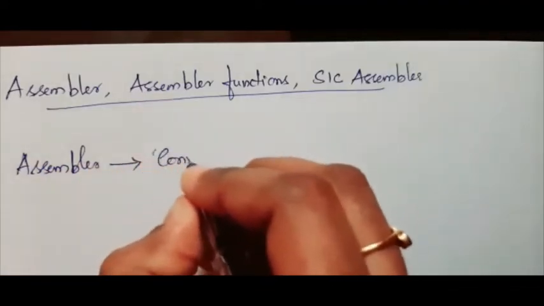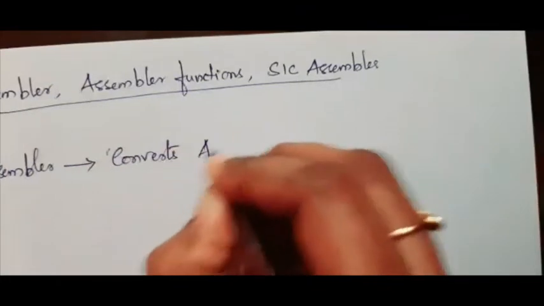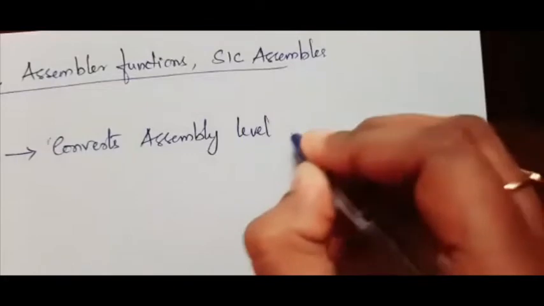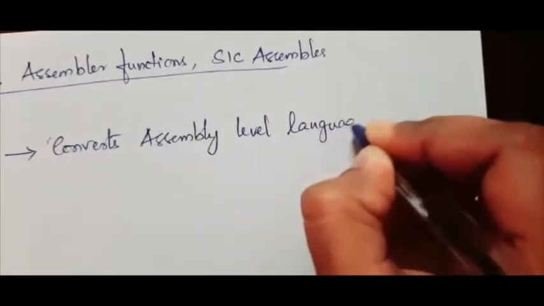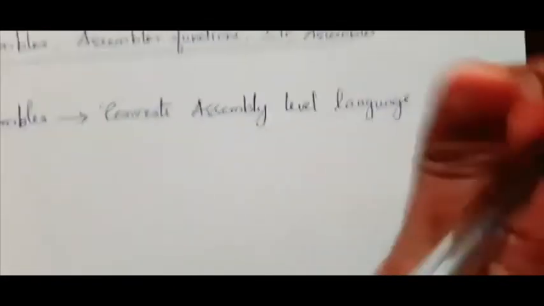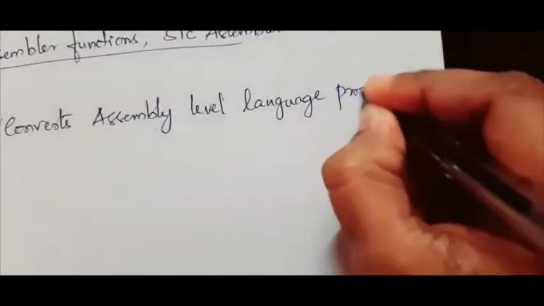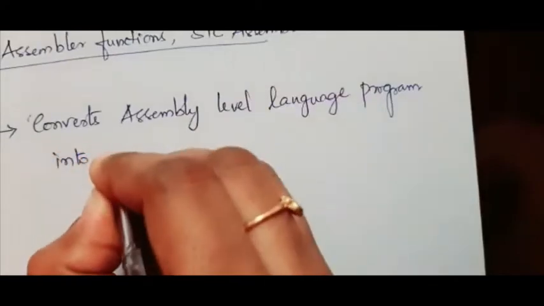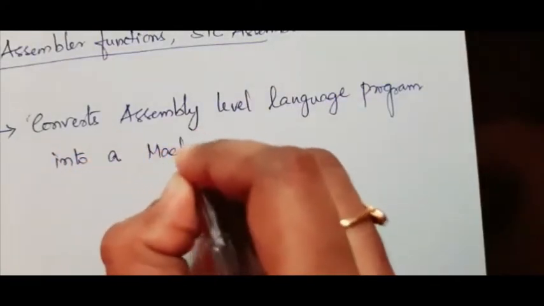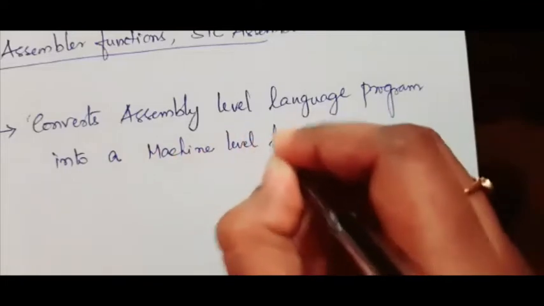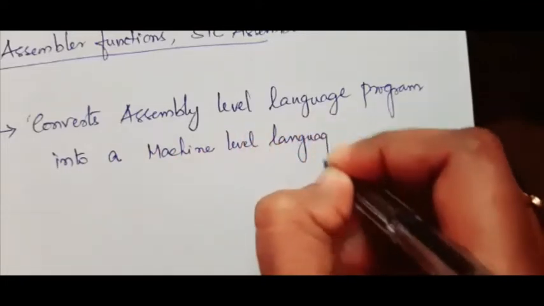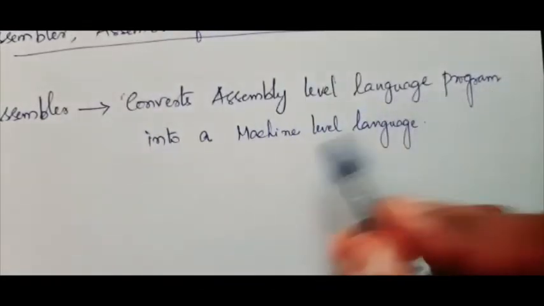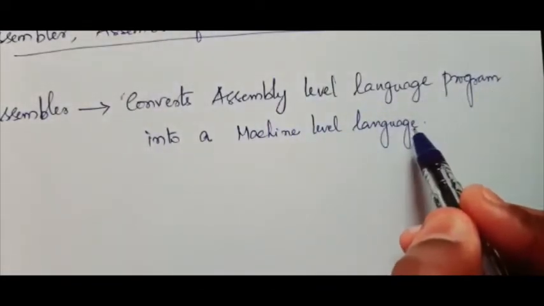It converts assembly level language program into a machine level language. So assembler converts assembly level language program into a machine language.